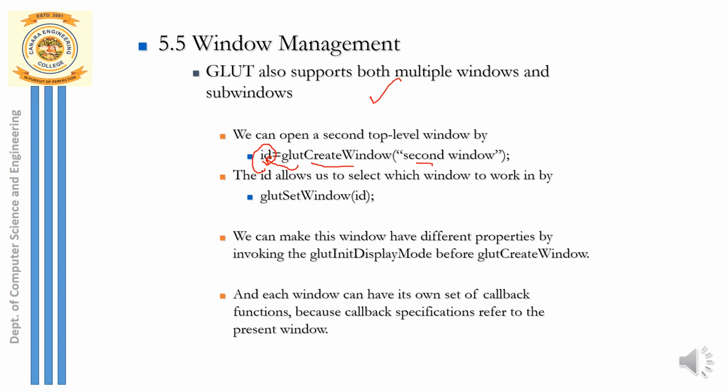Glut create window that I'm calling in my main will be for the first window. Now this is the second window I'm creating, and the second window ID I'm going to store there, which I'm going to use later to set the second window as my current window. So if I want to set this second window as my current window, that means I want to get this second window to the foreground. Okay, so in that case I should call this function glut set window id. So it is something like this.